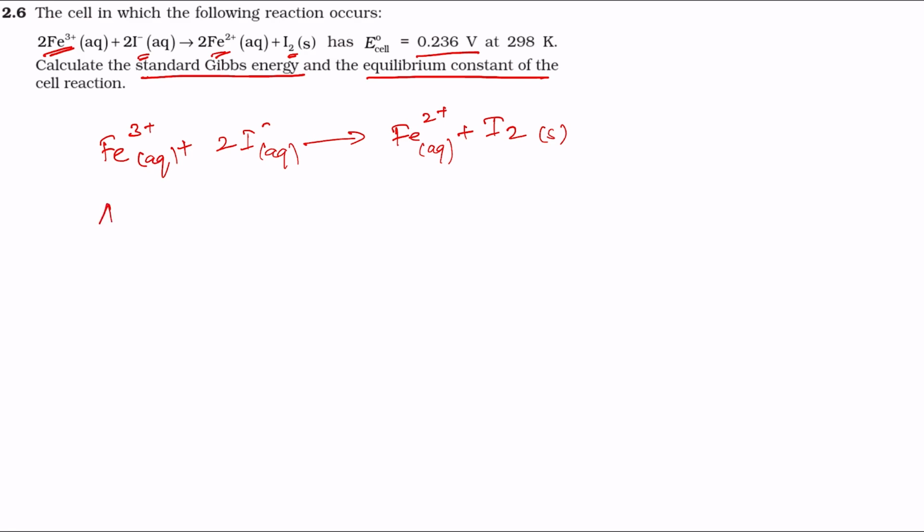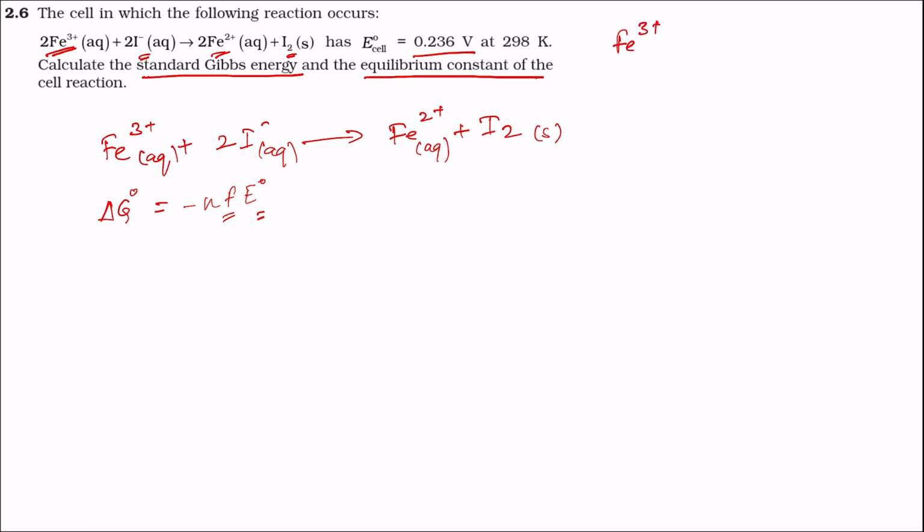Now the formula for delta G, standard Gibbs free energy, is minus nFE0. F is the Faraday's constant, E0 is the standard EMF of the cell, n is the moles of electron involved in this cell reaction. Now how to find the moles of electron involved in the cell reaction? Fe3+ is changing into Fe2+. So iron in +3 oxidation state is changing into iron in +2 oxidation state. So there is decrease in the positive oxidation state, means this is reduction, and the change in oxidation state is 3 minus 2, that is 1.